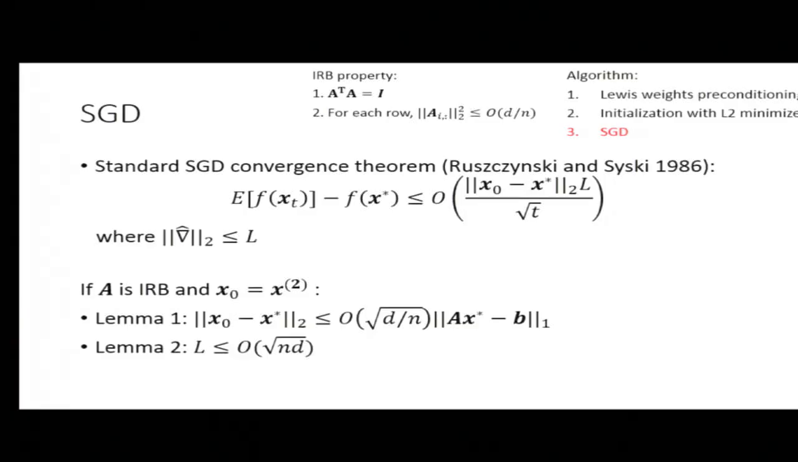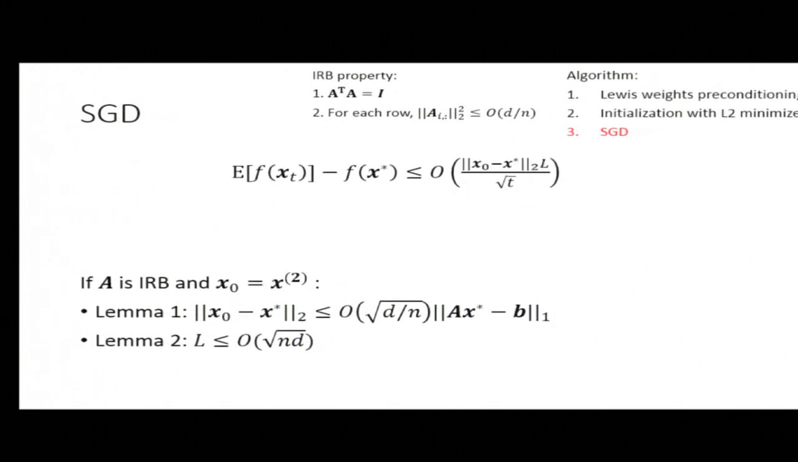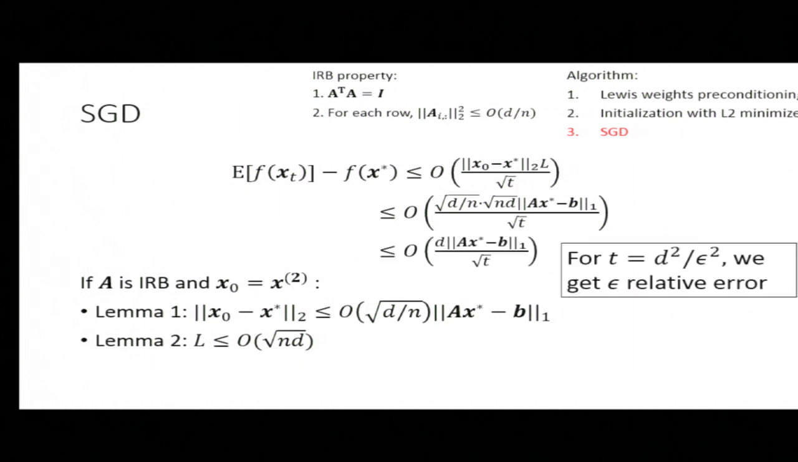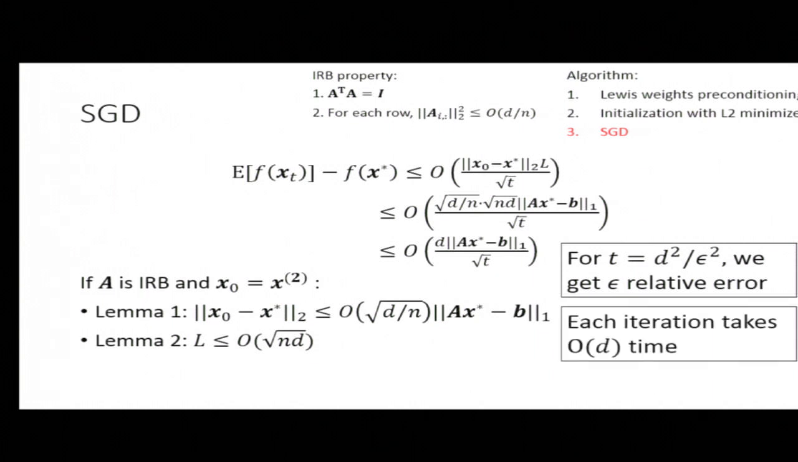And the second lemma is just that the stochastic gradients are bounded by square root n times d, which is also a straightforward calculation. So together, you just plug that into the stochastic gradient descent equation, and you get this: if t, the number of iterations, is set to d squared over epsilon squared, we're going to get epsilon times opt on the right, and then we have an opt on the left. So that's epsilon relative error. And each iteration takes order d time. So overall, this gives us the d cubed over epsilon squared running time for stochastic gradient descent for this problem when you use Lewis weights preconditioning.